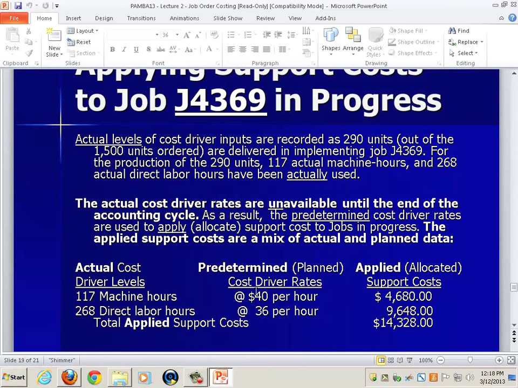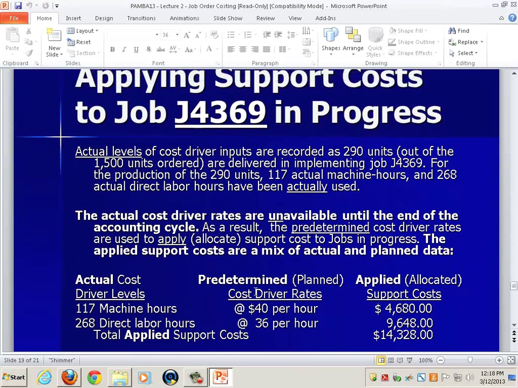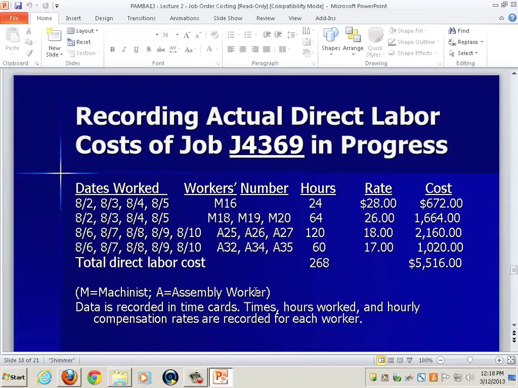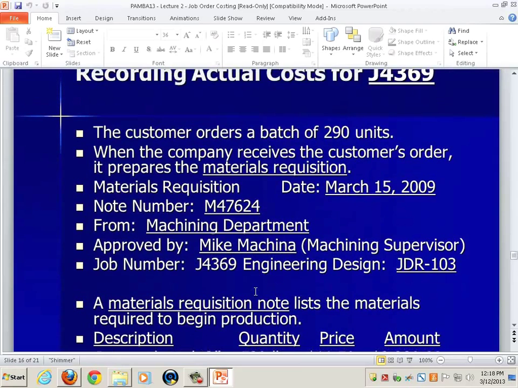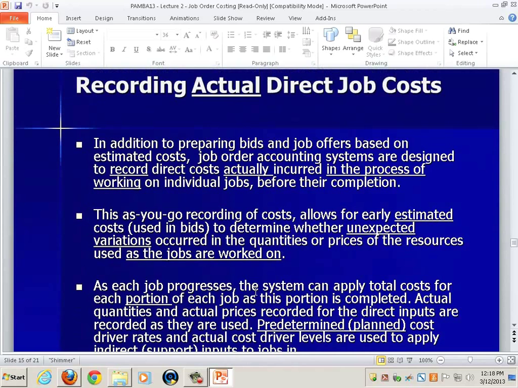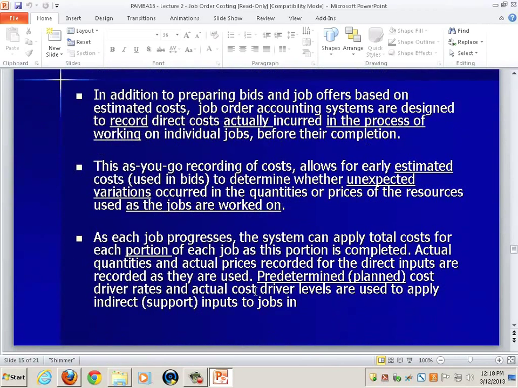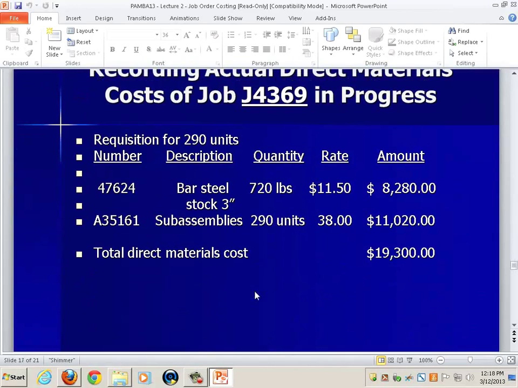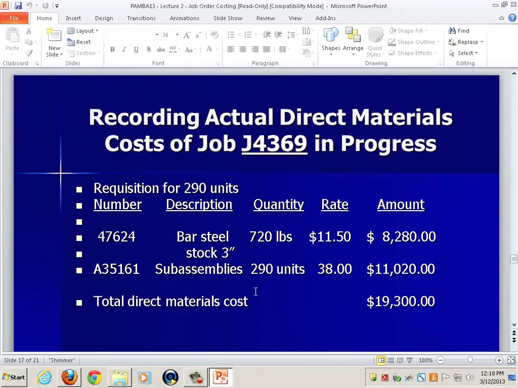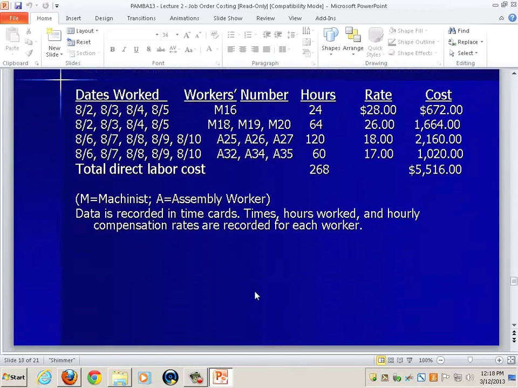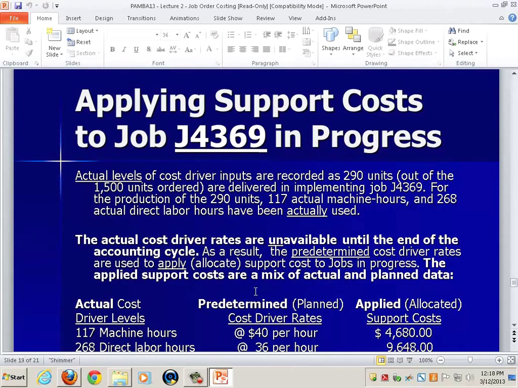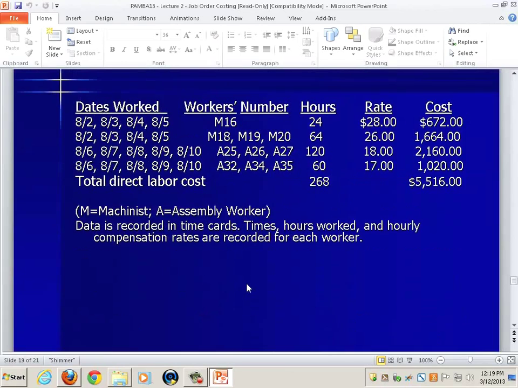Let me see, where does it go? No, that's the 117. Wait a minute. Running actual, direct, I want to go to the indirect. Recording actual, direct, applying support costs, right. Okay. I have to go one.